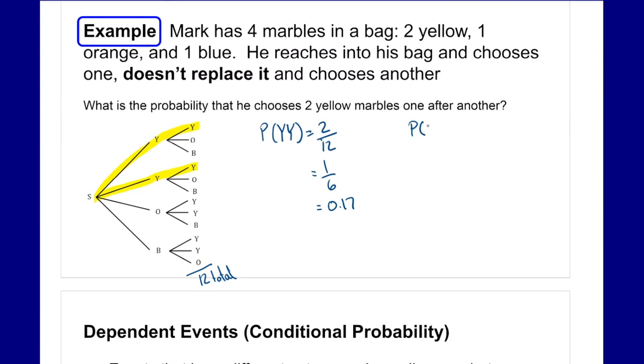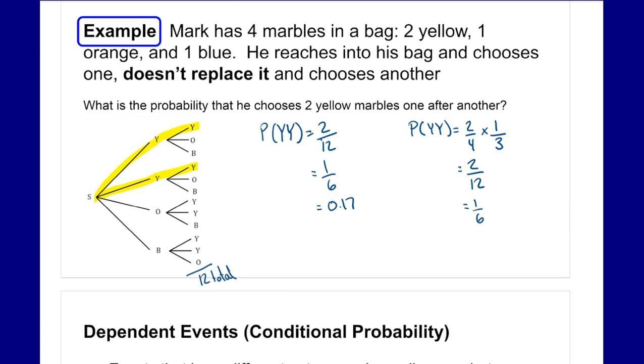for the probability of 2 yellows, we look at the first yellow, there's 2 out of 4 options. Now if we look at the second one, assuming one gets picked, that means there's only 1 yellow left, and there are now 3 possible marbles to choose from because one has been taken out. That 1 yellow has been removed. So this becomes 2 out of 12, or 1 out of 6. So that's how dependent events work. The second outcome is going to change based on the first one.